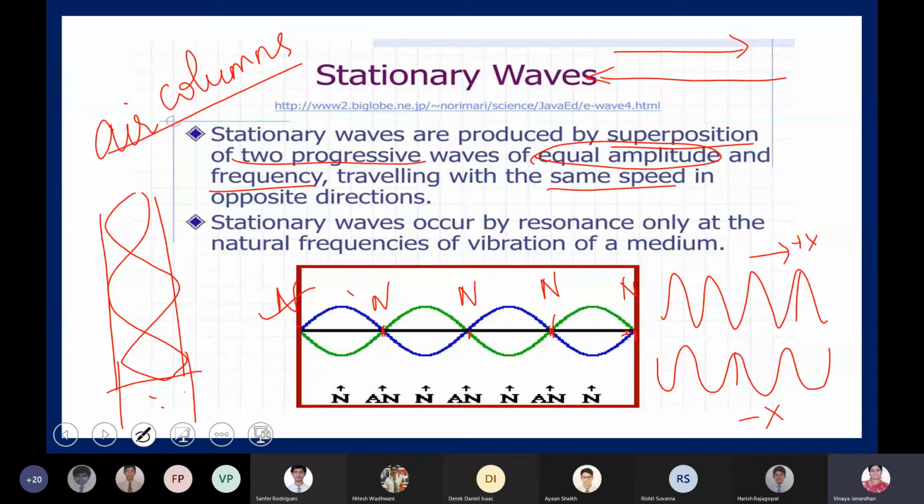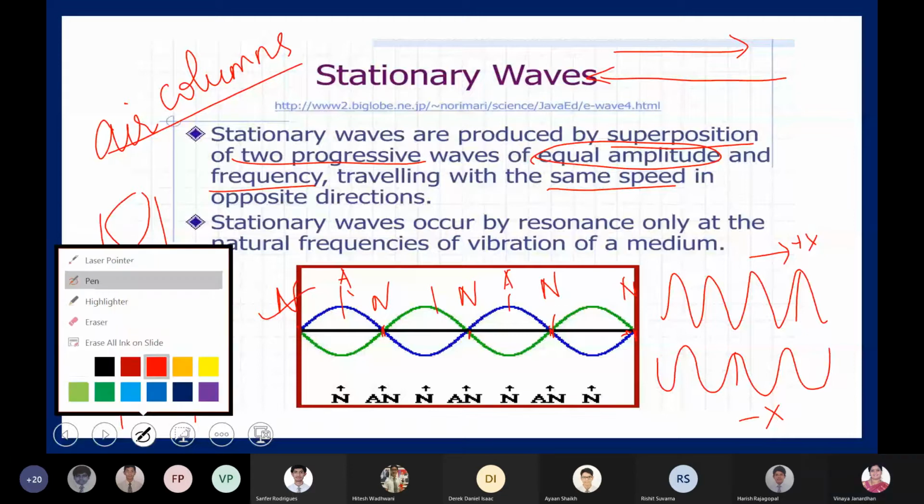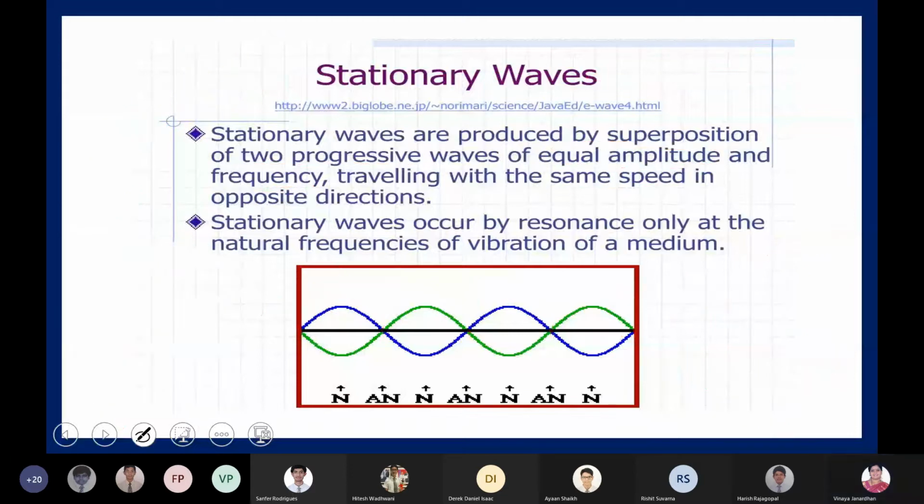The waves will overlap with each other. Boys, at these points, which we call nodes, the air molecules will not vibrate. There are other points called antinodes, where the air molecules vibrate with maximum amplitude. Are you clear, boys? What is a node? What is an antinode? 11B.